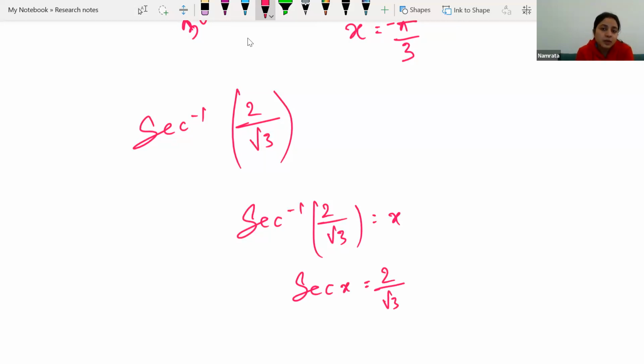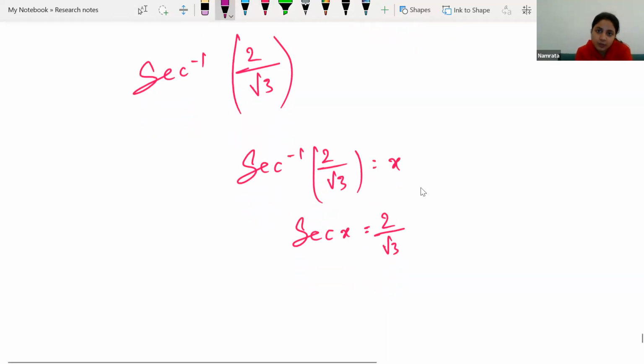Which angle gives us 2 by root 3 for the sec function? Quickly.